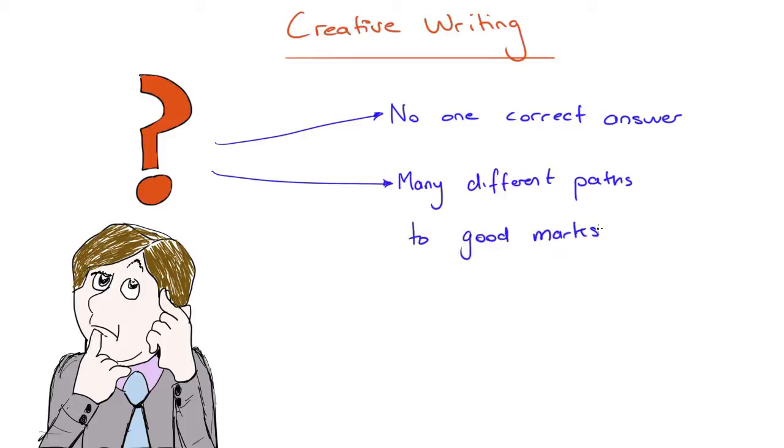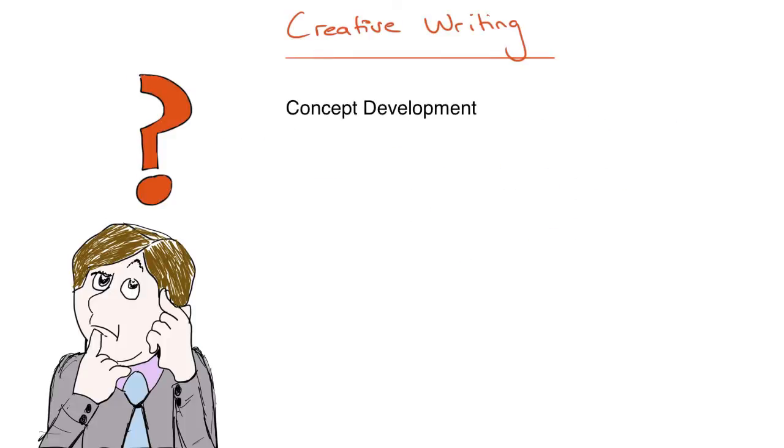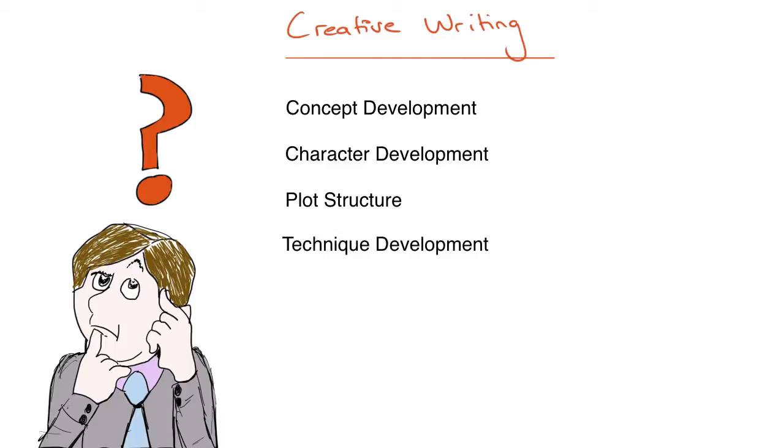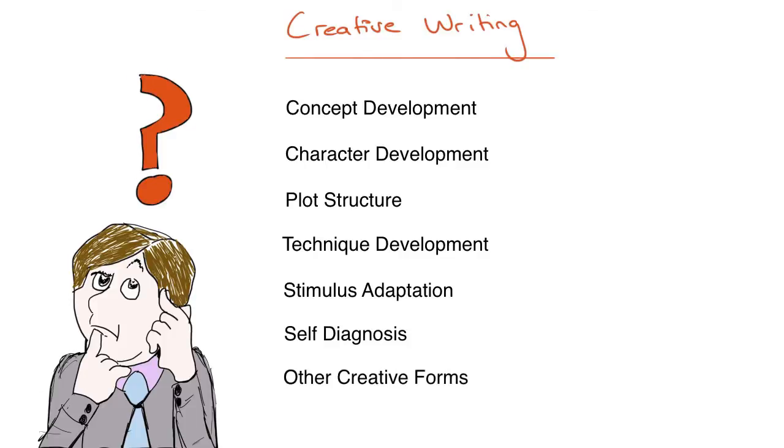So to try and help you through it, we're going to be looking through, first of all, concept development. Second of all, character development. Thirdly, plot structure. Fourth, techniques. Fifth, stimulus adaptation. Sixth, self-diagnosis of your story. Seventh, some example stories. And then finally, other creative forms that you could be asked.